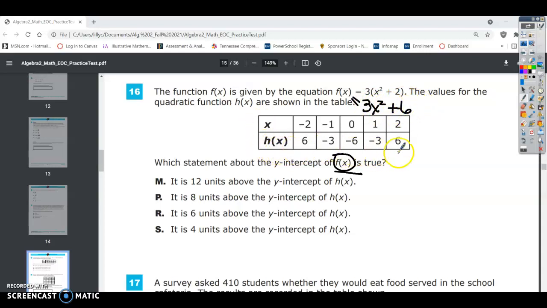Alright, so h of x is in the table. So you can find the intercept there as well. Anytime the x is 0, that means if you graph this point 0, negative 6, that's the y-intercept because it falls on the y-axis. Alright, so the y-intercept of f of x is 6 and h of x is negative 6. Alright, so it is 12. What is it? F of x.